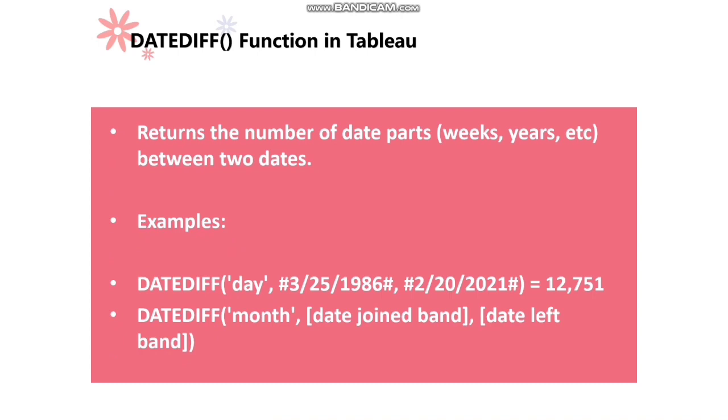So we have given a date. So in Tableau, we specify the dates in between hash, and one date is passed between hashes and another date is also passed between hashes. So this is how we pass manual values in Tableau. And another example is date diff of month, comma, date join band, comma, date left band. So this is a column name. So this is how you pass dynamic values in Tableau within date diff function. So date join band, date left band is nothing but the column names. So let me open Tableau desktop and show you how to use date diff function in Tableau.